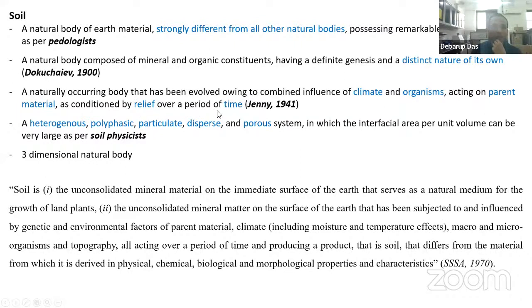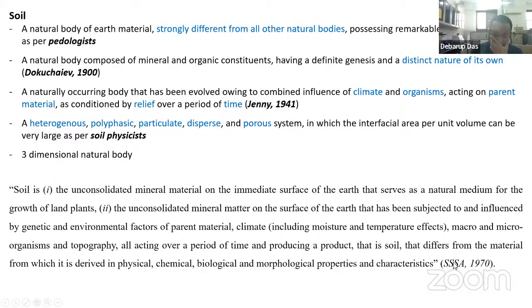So all the five factors of soil formation are in this definition, among which climate and organisms are active factors, and parent material, relief and time are passive factors. According to soil physicists, soil is a heterogeneous, polyphasic, particulate, dispersed, and porous system, in which the interfacial area per unit volume can be very large. So definitely, soil is a three-dimensional natural body. Please also try to remember this: soil is a three-dimensional natural body.